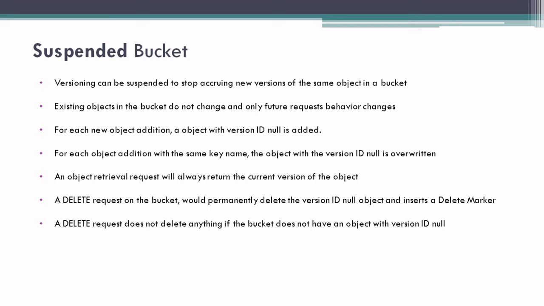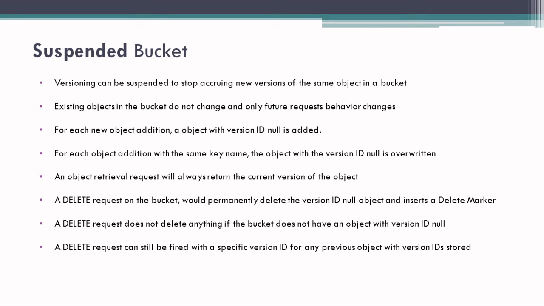A delete request does not delete anything if the bucket does not have an object with version ID null. Suppose you suspended your versioning, but you do not have any version with null ID. When you call a delete request, nothing will happen, because these actions apply only to version ID null. If version ID null is not available, the delete request cannot delete anything. If version ID null is available, then that object will get permanently deleted.